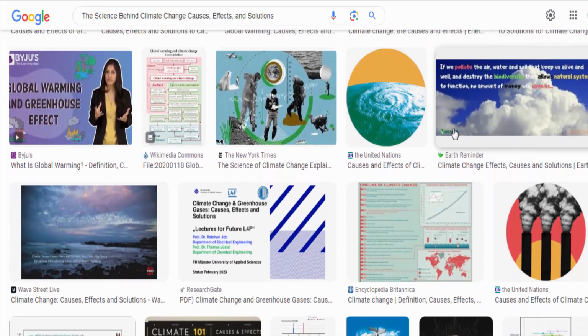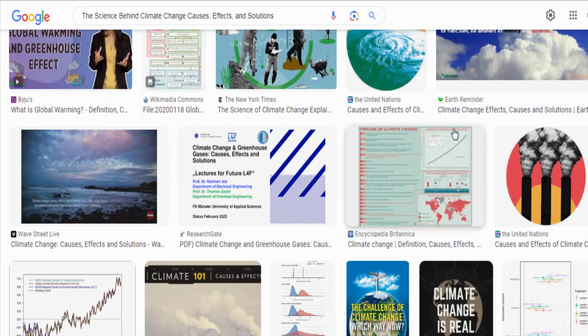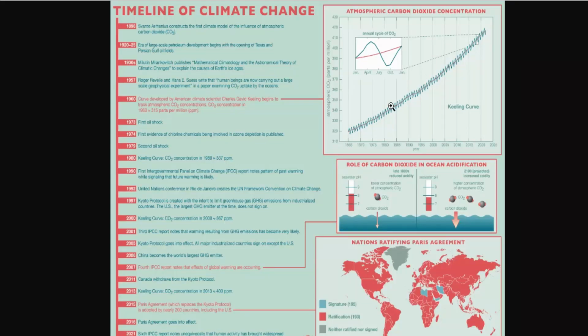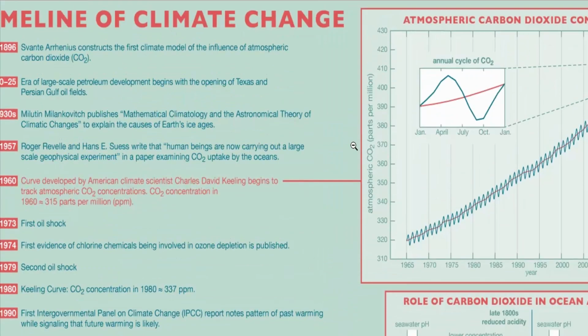Effects of climate change. Climate change has a wide range of impacts on both natural and human systems. These effects include rising temperatures. Global average temperatures have been increasing, leading to heat waves, shifting weather patterns, and changes in the timing and intensity of precipitation. Sea level rise.